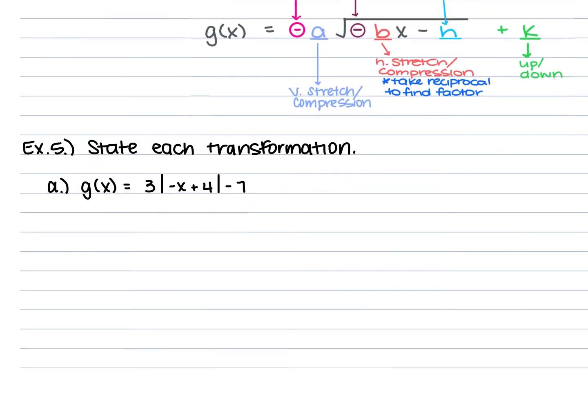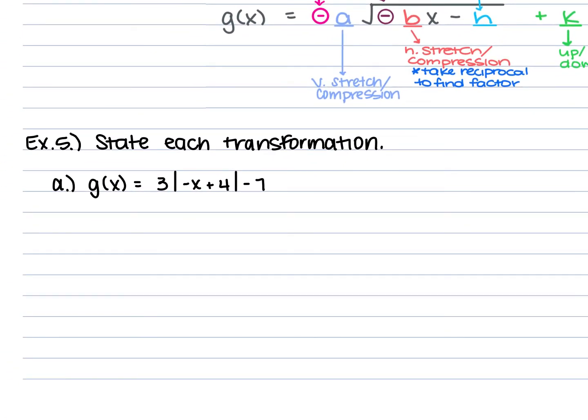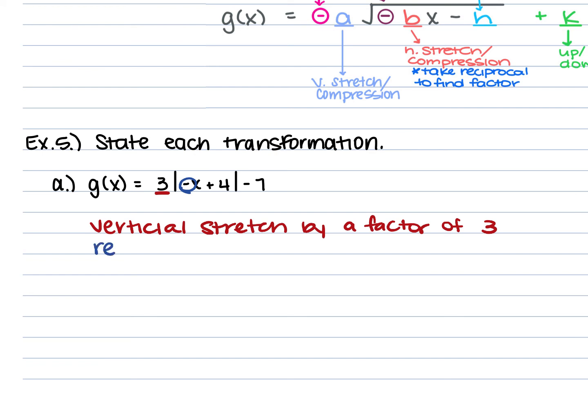So if we look at example 5 for A, we're given g of x is equal to 3 absolute value negative x plus 4 minus 7. That 3 that's in front just tells us that we have a vertical stretch by a factor of 3. Then we have that negative that's in front of the x inside the absolute value bar. That gives us a reflection across the y-axis.